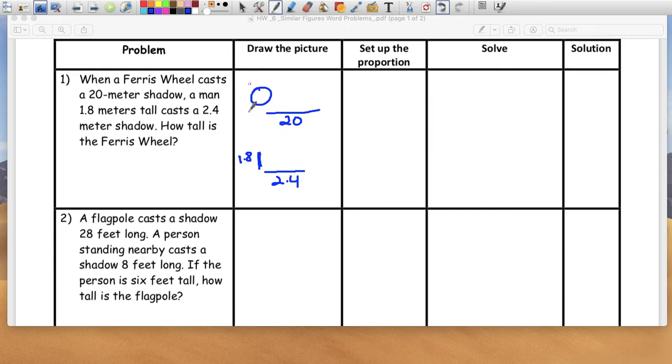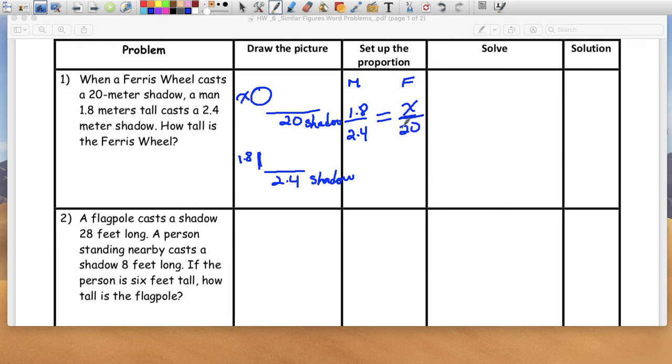So we want the height of the Ferris wheel. We're looking for this x, the height. We set up the proportion. We can call this the man, and we can call this the Ferris wheel. The man is 1.8 meters tall, and his shadow is 2.4. On the right side, the shadow has to match up with the shadow of the other figure, and the other shadow is 20. And the height matches with the height of the man, and that we'll call x.